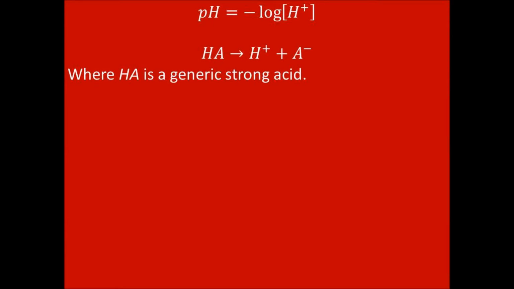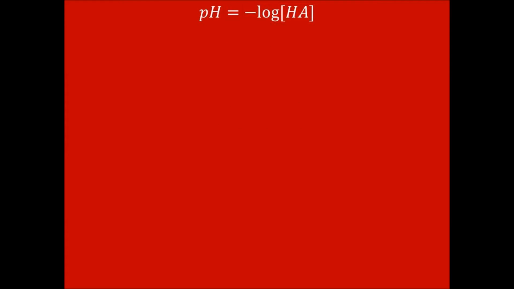Strong acids, when dissolved in water, dissociate completely into hydrogen ions and the conjugate base of the acid. So the concentration of hydrogen ions equals the concentration of the acid with strong acids. To calculate the pH of a strong acid, simply take the negative log of the concentration of the acid.